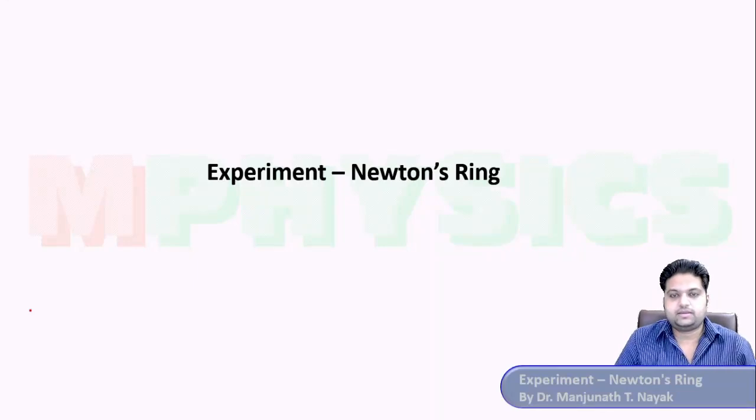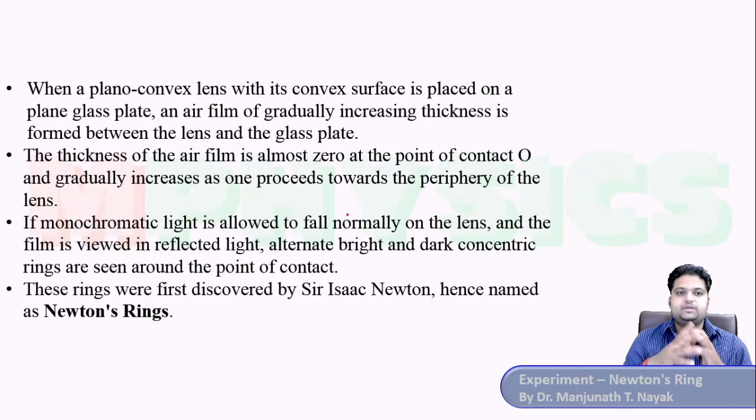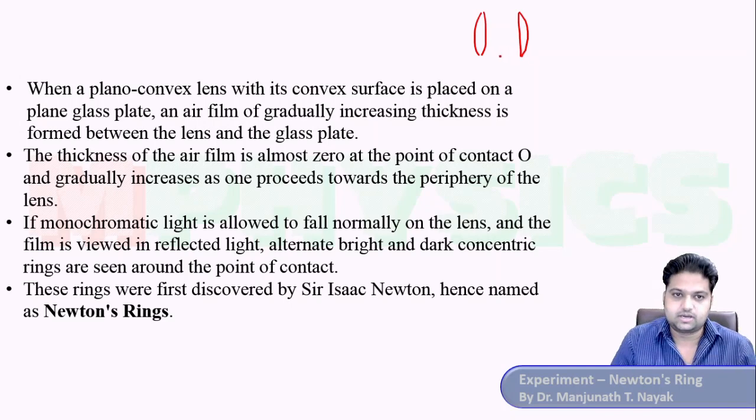Hi, so today we are here to do this experiment on Newton's ring. Before we begin, just a couple of things about what this Newton's ring is all about. I'll show you the diagram, not to worry. But if you have a plano-convex lens, what is a plano-convex lens? This is a convex lens. So plano-convex is the one which has one side flat, plane, and one side in a convex shape.